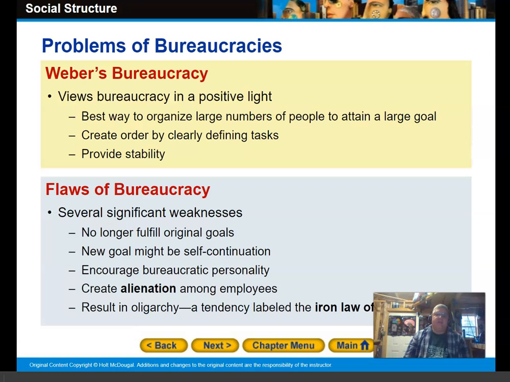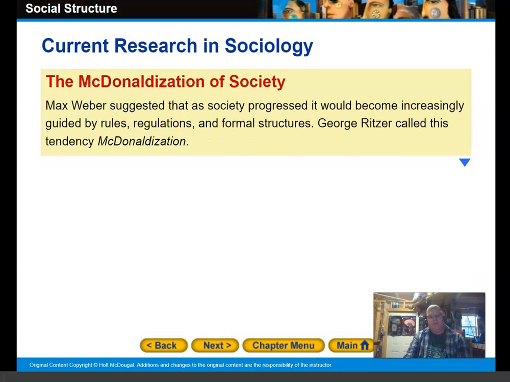Flaws in bureaucracy: several significant weaknesses take place. They no longer fulfill original goals. A new goal might be the self-continuation of the bureaucracy. It encourages bureaucratic personality. It creates alienation among its employees. And often it results in oligarchy, a tendency labeled the iron rule of oligarchy, which is the rule of the few.